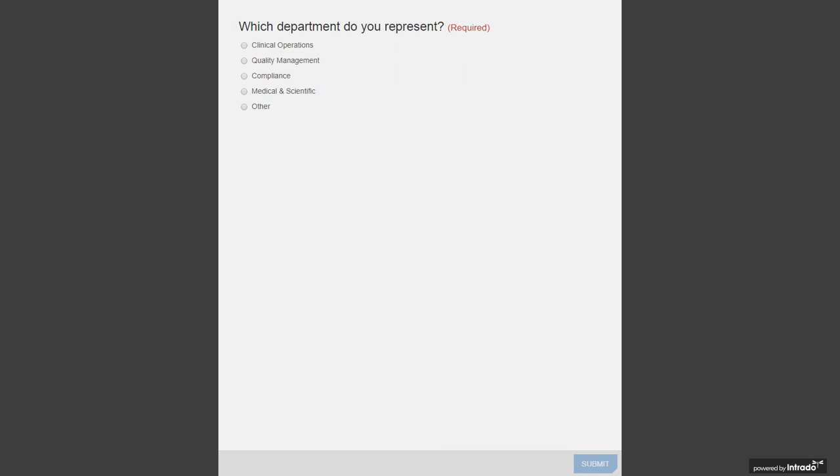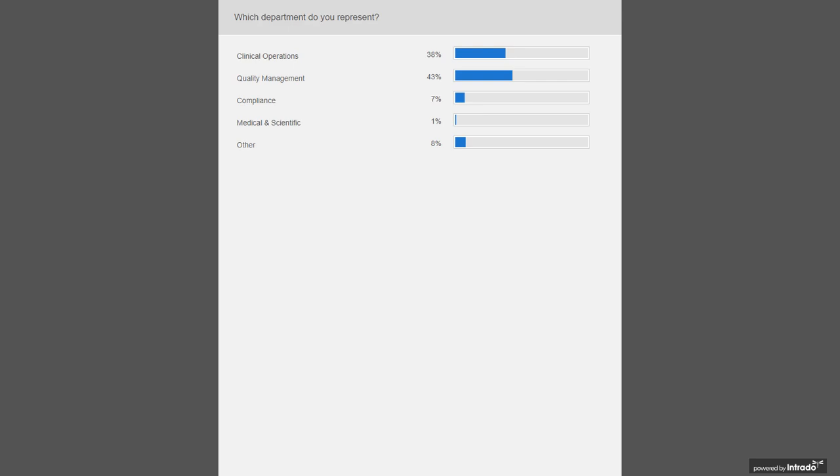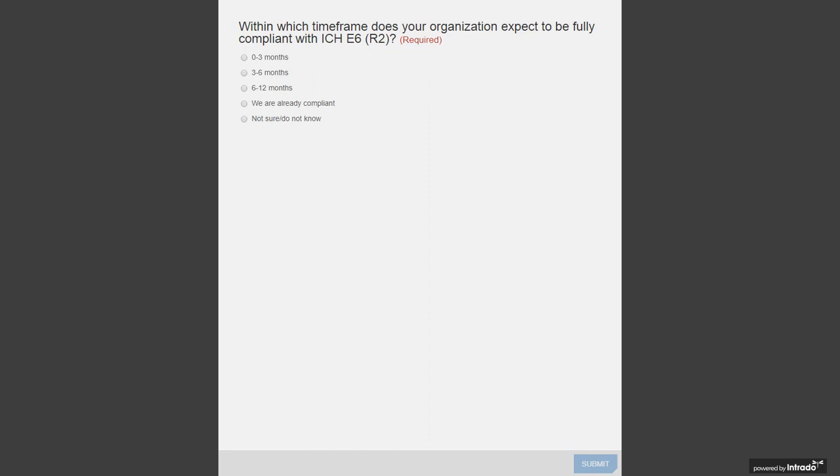Okay, so it looks like we're pretty evenly divided between clinical operations and quality management, which is good. And the final question is, which time frame does your organization expect to be fully compliant with ICH E6 R2? 0 to 3 months, 3 to 6 months, 6 to 12, we are already compliant, not sure, do not know.